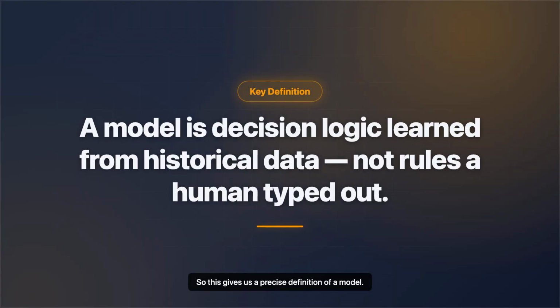So this gives us a precise definition of a model. A model is decision logic that was learned from historical data, not rules a human typed out. It's an artifact that came out of training, holding its knowledge in adjustable mathematical parameters. And because the logic emerged rather than being written, it can generalize to patterns nobody explicitly described. That's its power, and also exactly why regulators want to look inside it.